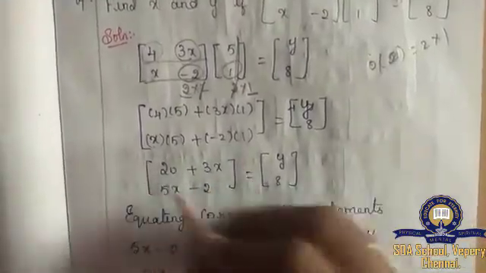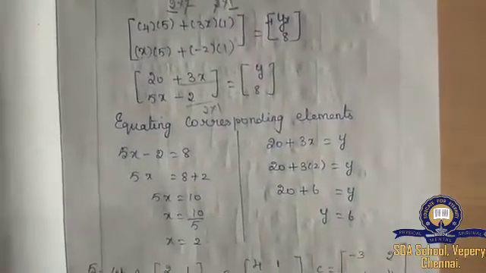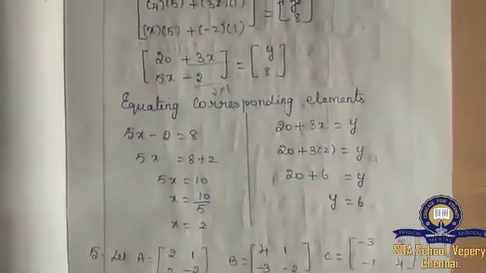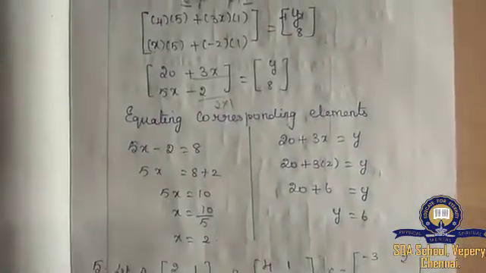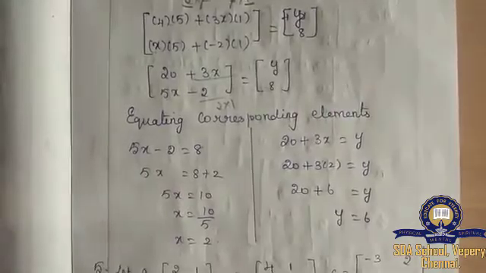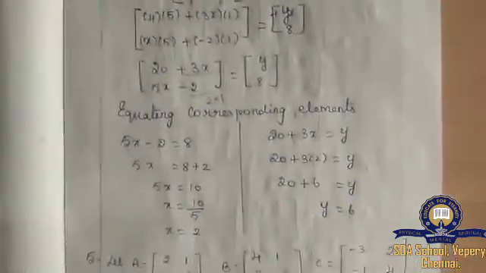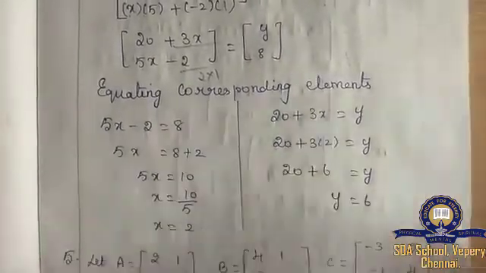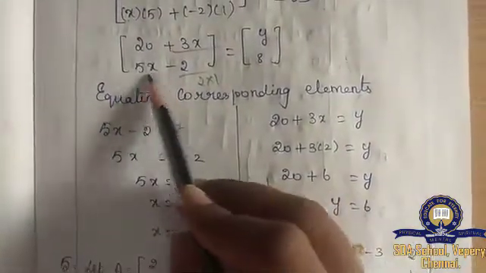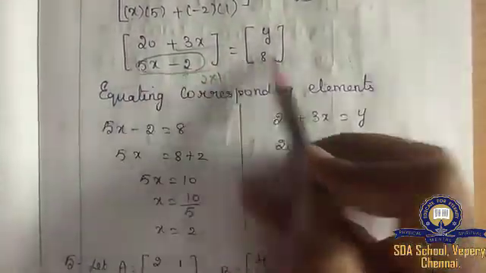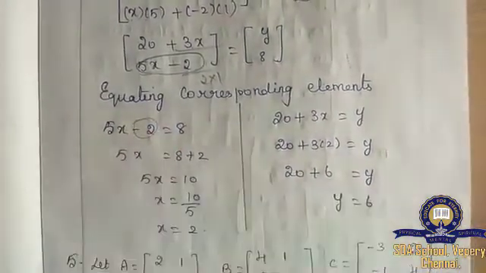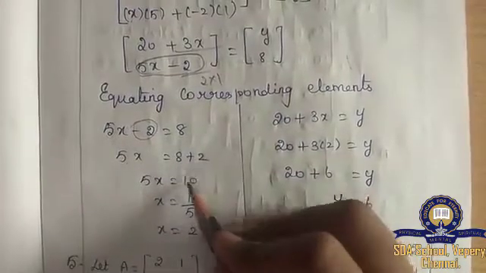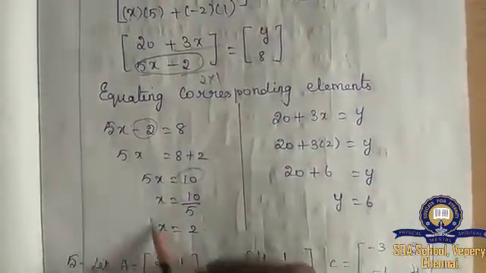Now check this resultant matrix. What will be the order? 2 by 1. Am I right? So here I am going to find the x value and the y value. How to find? These two matrices are equal, right? So when you solve, you equate the corresponding elements. Let us take the second element. So 5x minus 2 is equal to 8. Now if you take this minus 2 to the other side, it will become plus 2. So the answer is 10. So x value is 2.